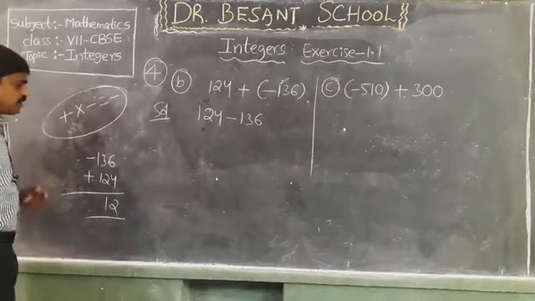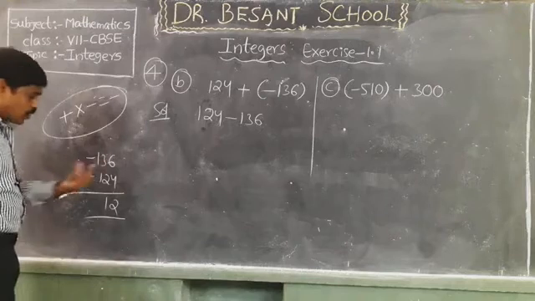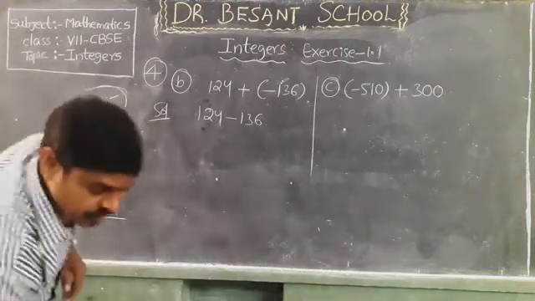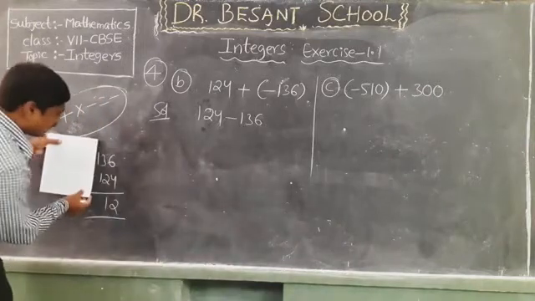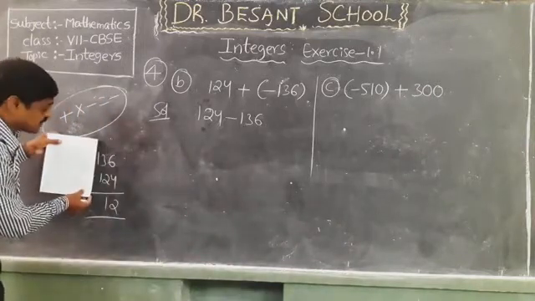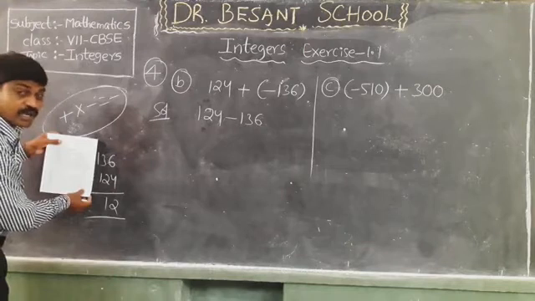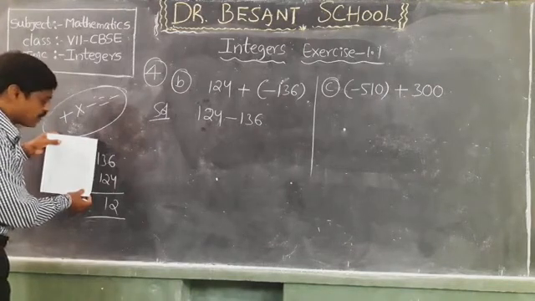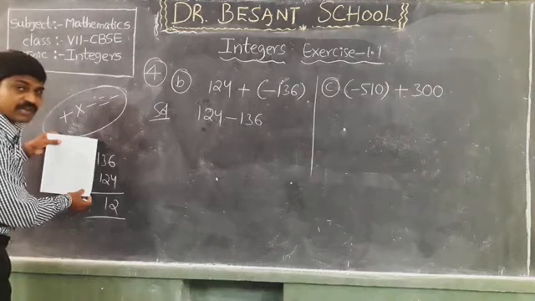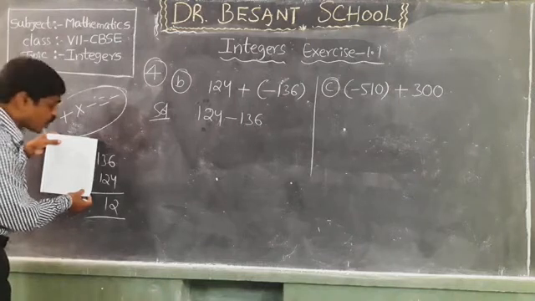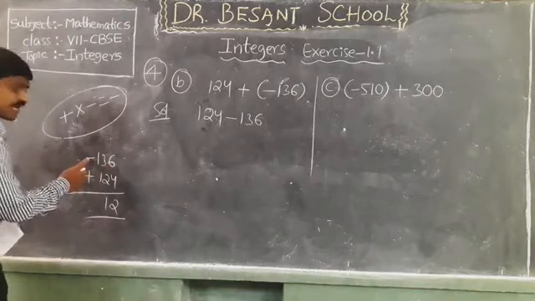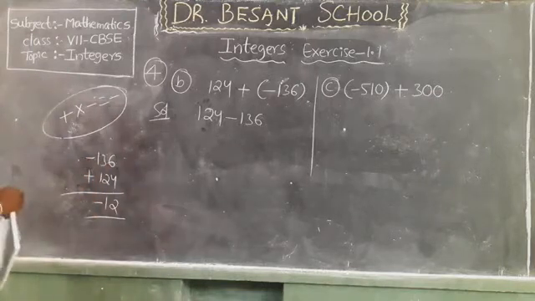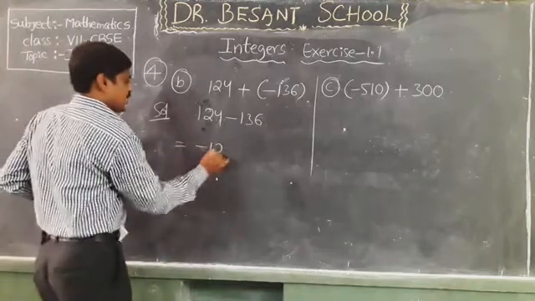Okay. Next, which sign we have to take? 136 is greater than 124, without considering the sign. Observe this one: 136, 124. 136 is greater than 124. Don't consider the sign. Without the sign, comparing 136 and 124, 136 is greater than 124. Now, observe 136 has which sign? Negative. So for that reason we have to write minus 12. So the answer is minus 12.